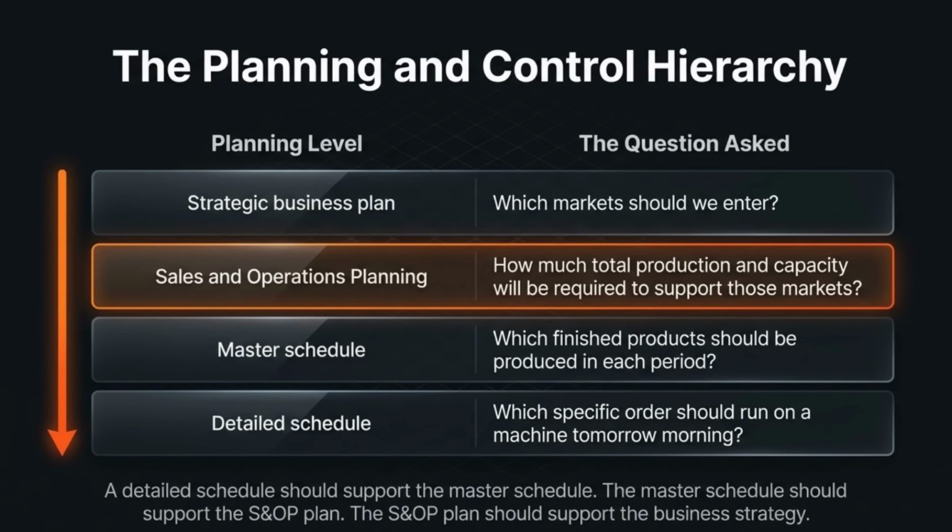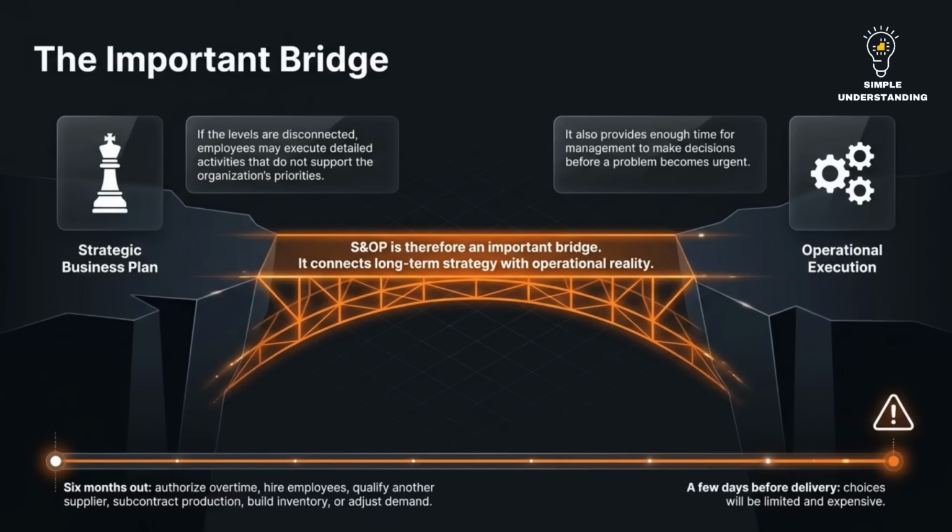The plans should be connected. A detailed schedule should support the master schedule. The master schedule should support the S&OP plan. The S&OP plan should support the business strategy. If the levels are disconnected, employees may execute detailed activities that do not support the organization's priorities. Therefore, S&OP is an important bridge. It connects long-term strategy with operational reality.